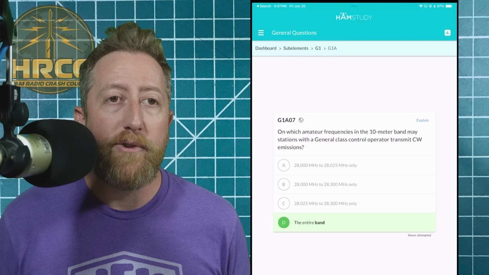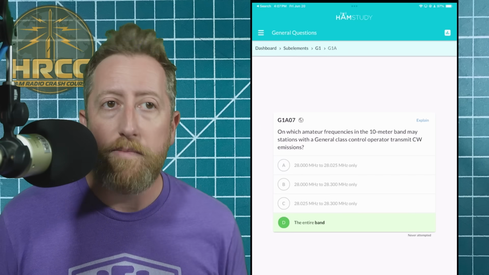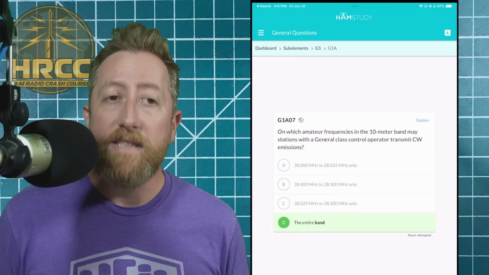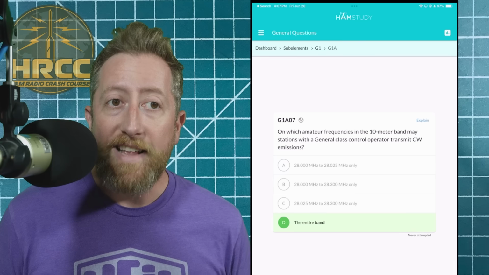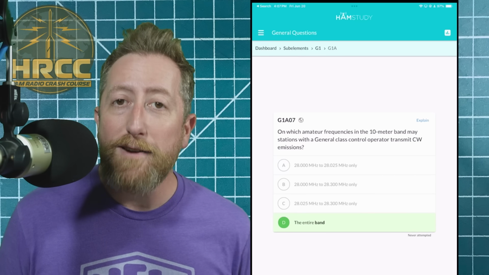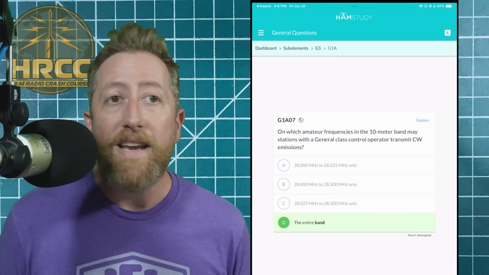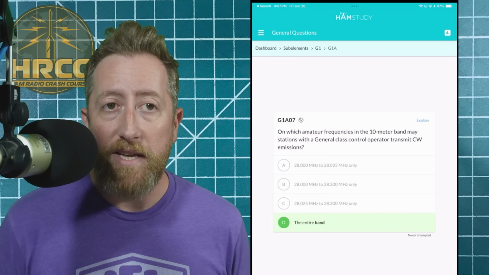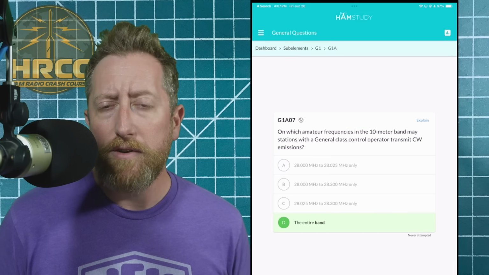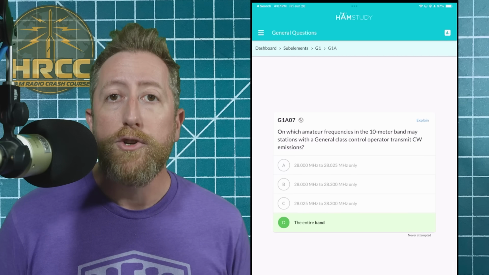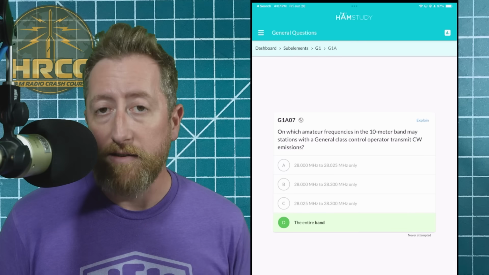Question 7. On which amateur radio frequencies in the 10-meter band may stations with a general class control operator transmit CW emissions? And the answer is D, the entire band. One of the great advantages of Morse code is that you can use it anywhere in 10 meters. So there you go. You can generally use Morse code on any bands in any space that you have privilege to transmit. Yes, even the single sideband spaces.